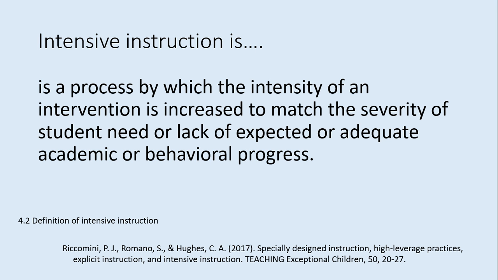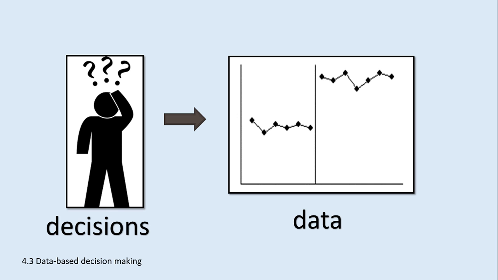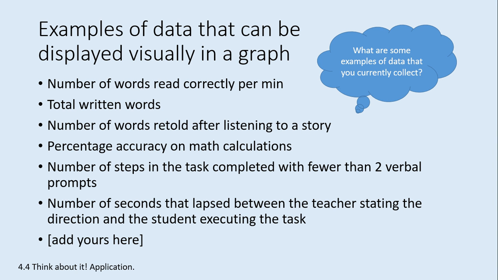Another way to think about intensive instruction is as a process by which the intensity of an intervention is increased to match the severity of student need or lack of expected or adequate academic and behavioral progress. One hallmark of intensive instruction is the use of data to make decisions. To make decisions that are informed by data, we need a solid plan for collecting and representing data. Here are some examples of data that can be collected repeatedly over time and displayed visually in a line graph so that decisions can be made.